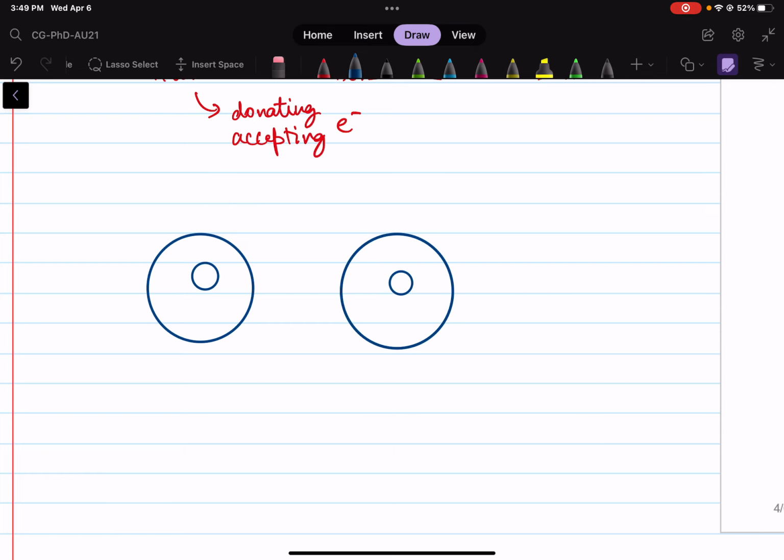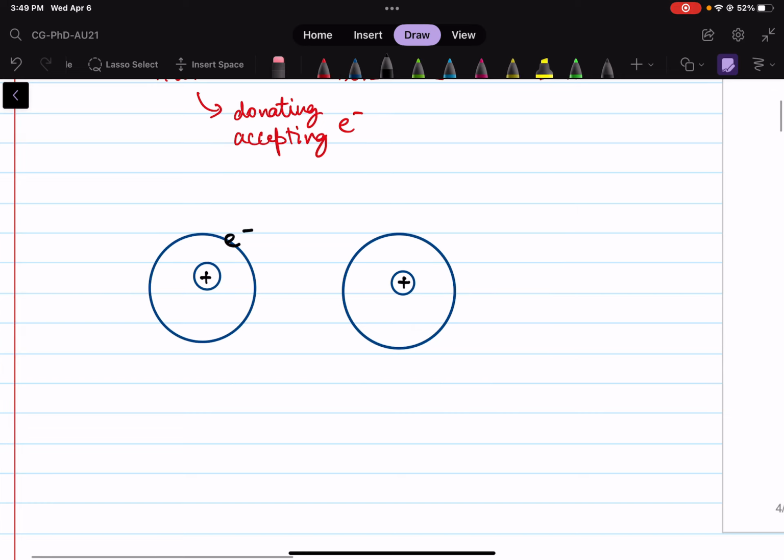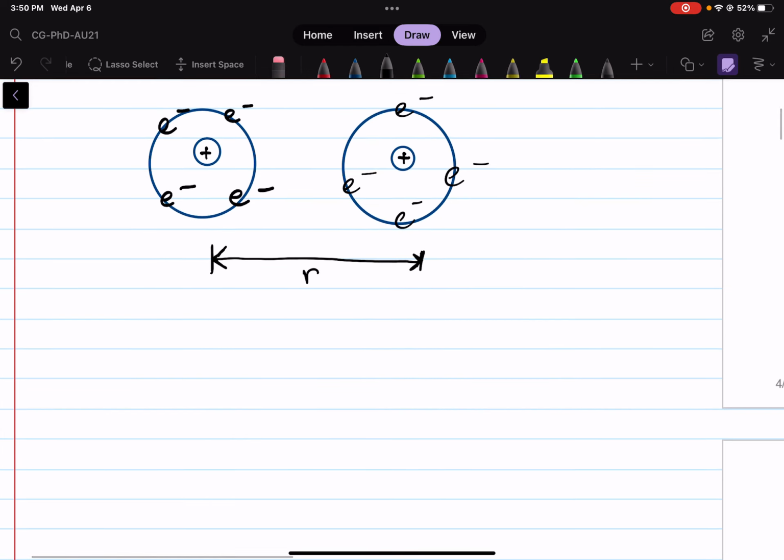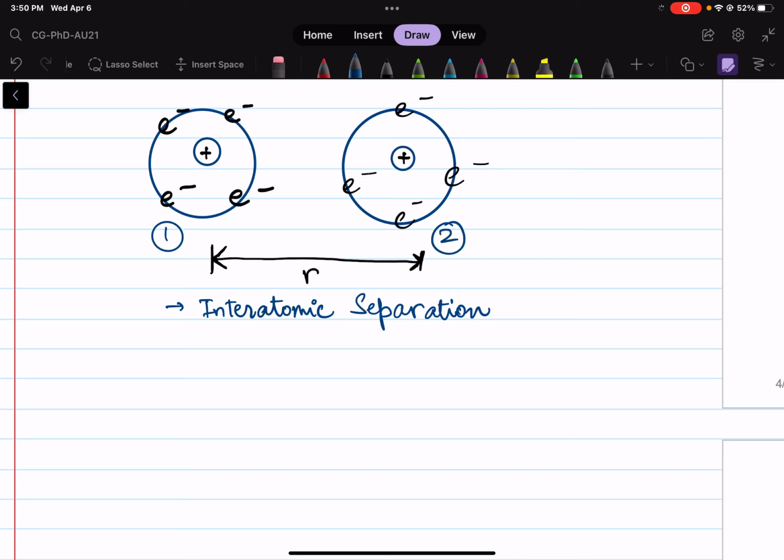So take for an example, you have two ions with a positively charged nucleus and electrons flowing around everywhere on the outside shells. Let's call this distance small r, and remember this is also referred to as interatomic separation. So what we're saying is that this is atom 1, this is atom 2, and the separation between these two atoms is the interatomic separation equal to r, right?